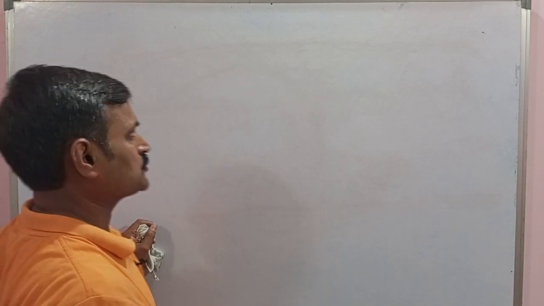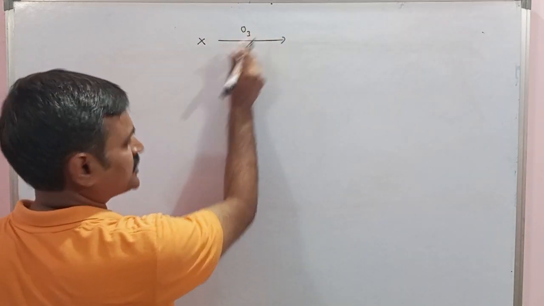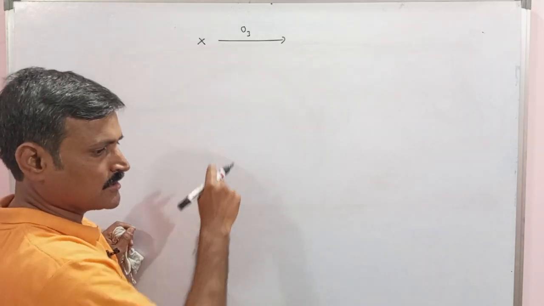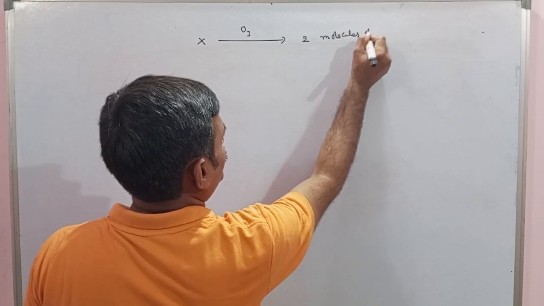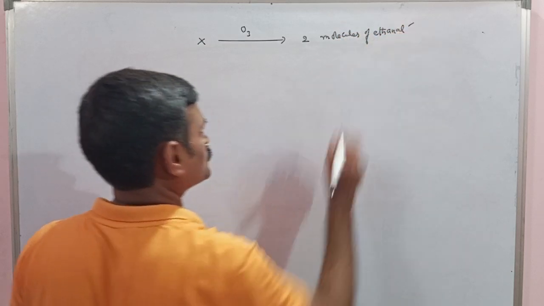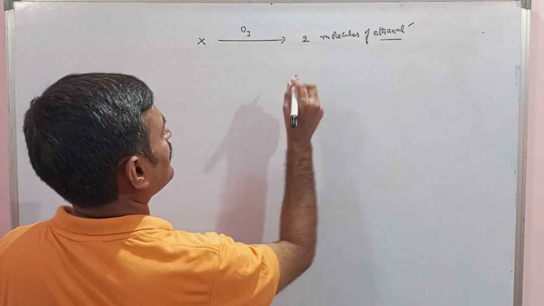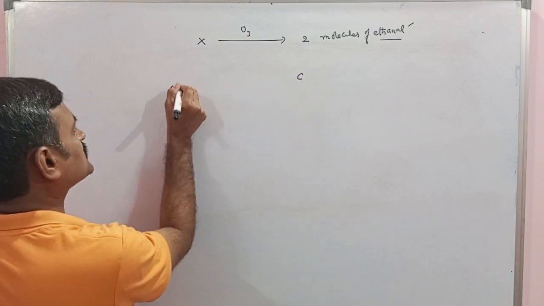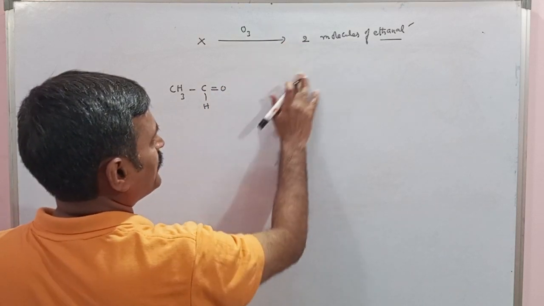See dear student, if you carefully understand the question, they are telling us that X on dehydration gives alcohol Y. So X is an alkene, and upon ozonolysis it is giving 2 molecules of ethanal. So what do we mean by ethanal? Ethanal is nothing but an aldehyde, acetaldehyde. Acetaldehyde is CH3CHO. Like this we can write it, 2 molecules.